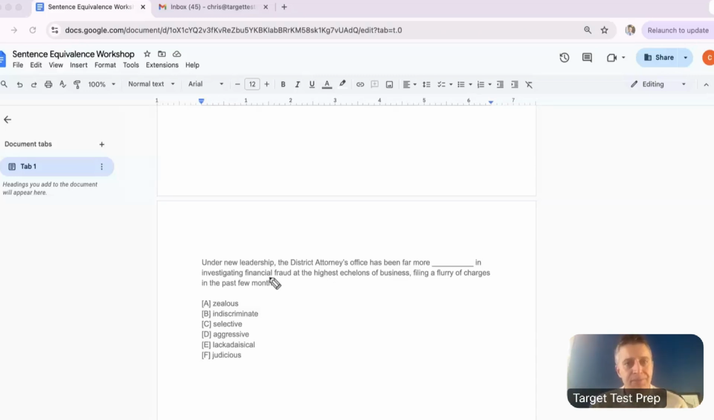With that said, let's take apart this sentence together. I'll walk you through it and then see which words you think work. So under new leadership, the DA's office has been far more blank in investigating financial fraud at the highest echelons, or levels, of business, filing a flurry of charges in the last few months. I see that clue there. They are filing a flurry. A flurry is a lot. Like when there's a snowstorm and there's a flurry, all these snowflakes are falling. So they're very gung-ho, let's just say, on filing these charges.